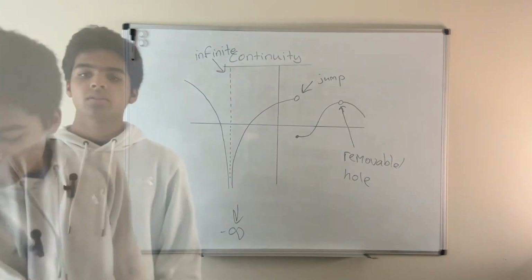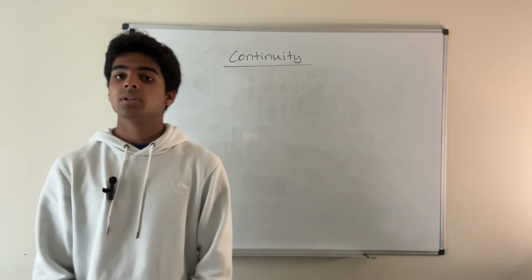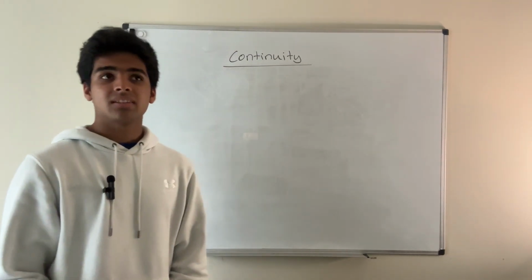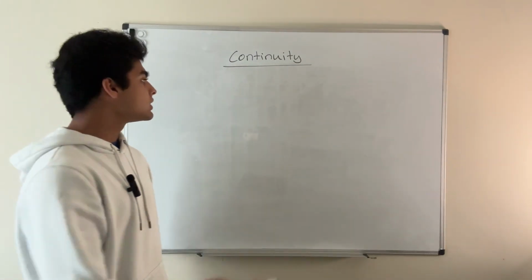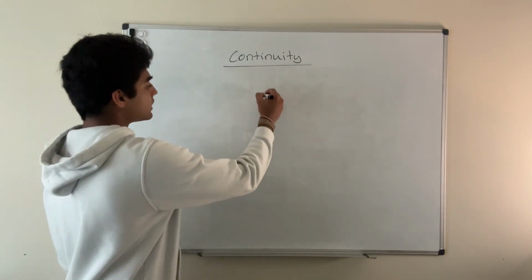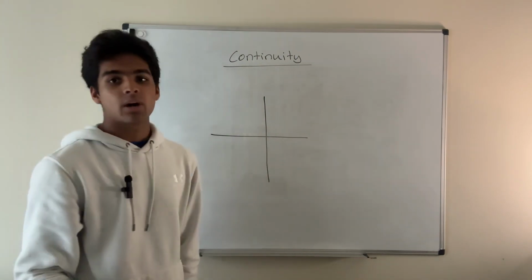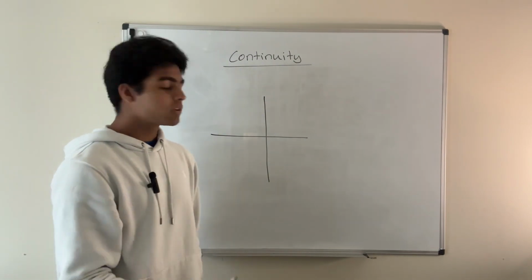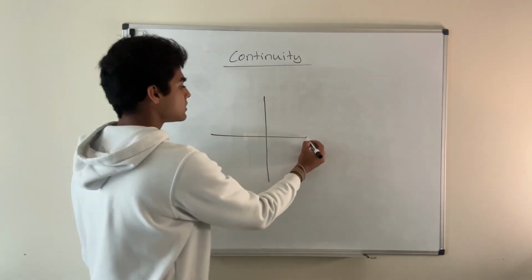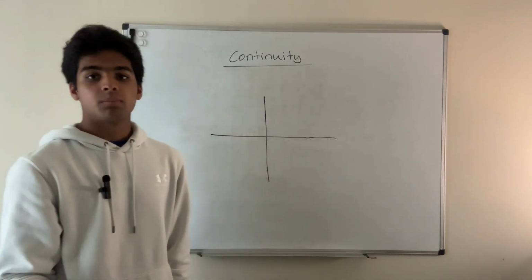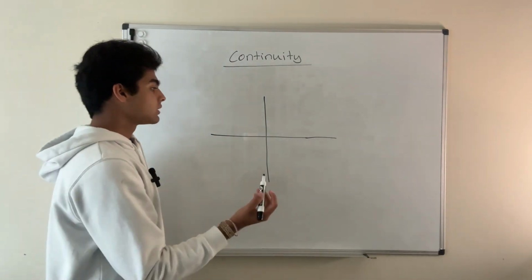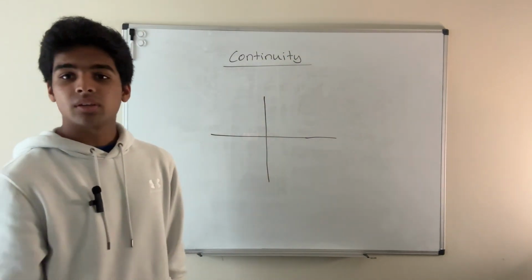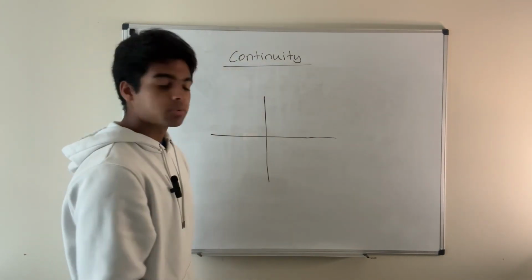Hopefully that helps. So now that we've looked at all the different types of discontinuities, let's define what continuity at a point is. The very basic, intuitive definition of continuity at a point is: if you can go through that point without picking up your marker, or a pencil or pen, whatever you're drawing the graph with, then it is continuous at that point. Now that's a very loose definition of continuity, but let's look at an example.